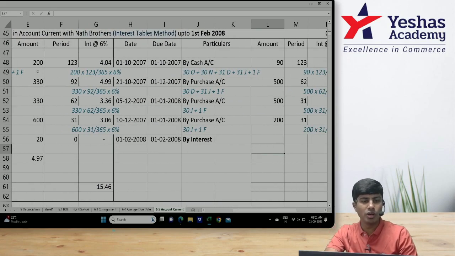Which side is more? 200, 330, 330, 600. I think the debit side itself is more.